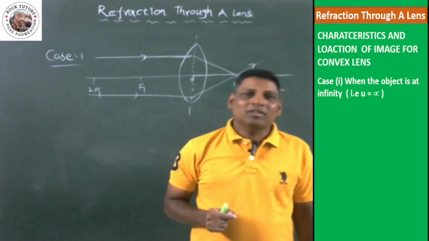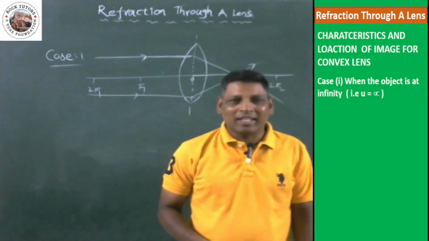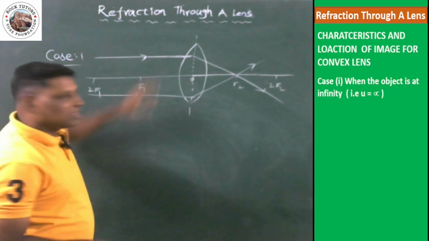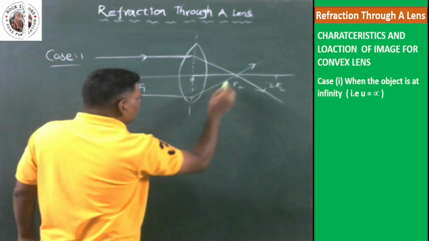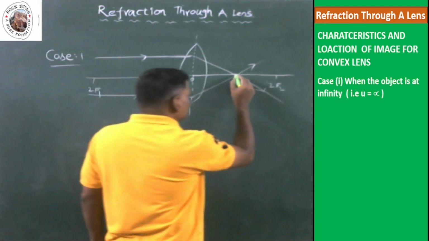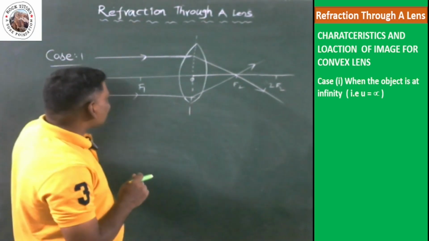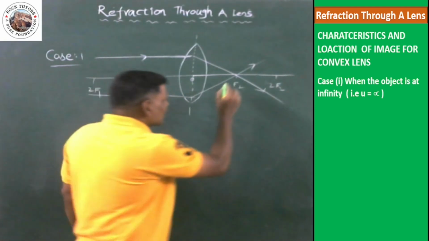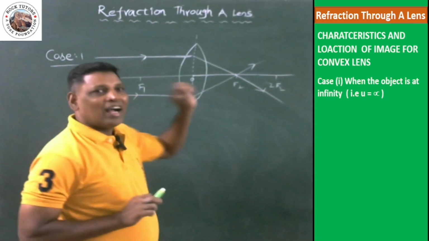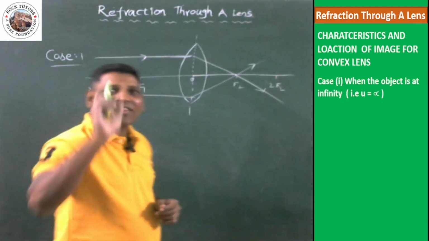Where does the image form? When the rays are refracted, where the rays meet after refraction, there the image will be formed. Now, in this case, after refraction, they are meeting at the focus. That means the image is formed at the focus. And see the size of the image. The size of the image is small, a point size. It's called highly diminished. And the nature of the image, the character of the image.